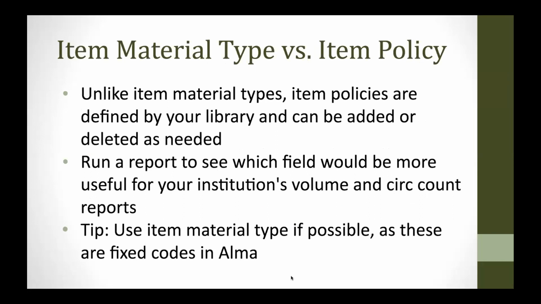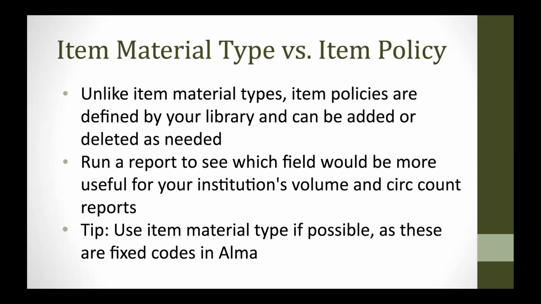So moving now to the right of that table I showed you earlier, we're getting into the item columns. Item material type versus item policy. Again, unlike item material types, item policies are defined by your library. If you're not quite sure which one of these to use, or you're just getting started in this, I'd suggest running a report to see which field would be more useful for your institution's volume and cert count reports. We use item material type, and I suggest using it because it's standardized.